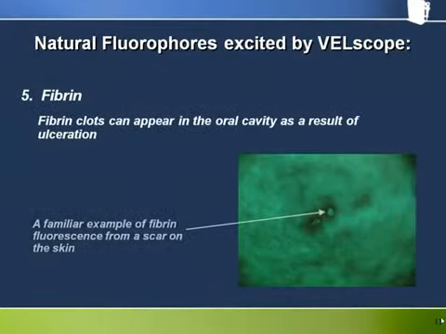Fibrin is a fibrous protein involved in the clotting of blood and can be seen in the oral cavity, for example, as part of an ulceration. Fibrin is a relatively strong fluorophore, as can be seen here. This picture isn't in the oral cavity, of course, but on the skin, and shows the fluorescent properties of the fibrin in a scab, which looked characteristically red in white light.